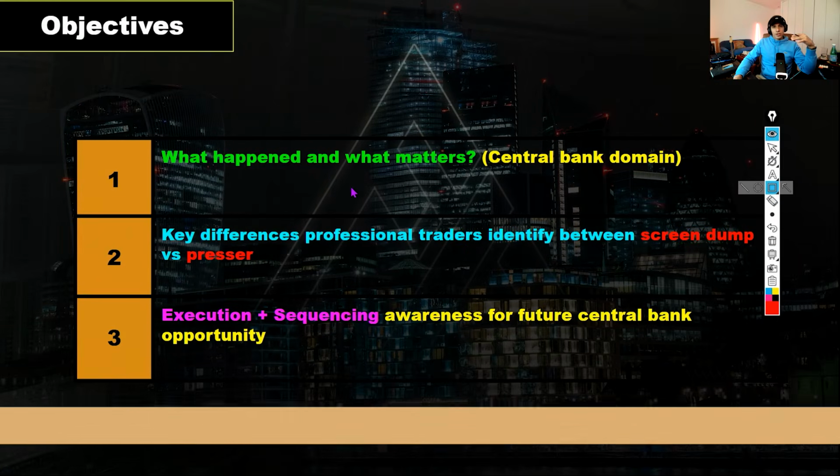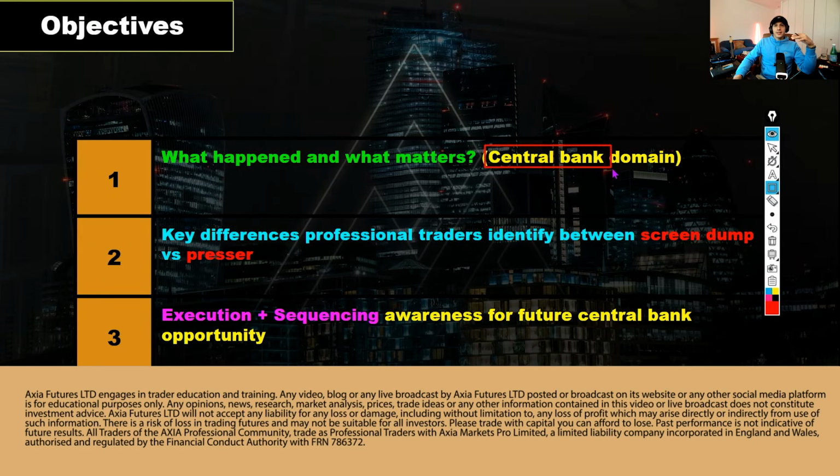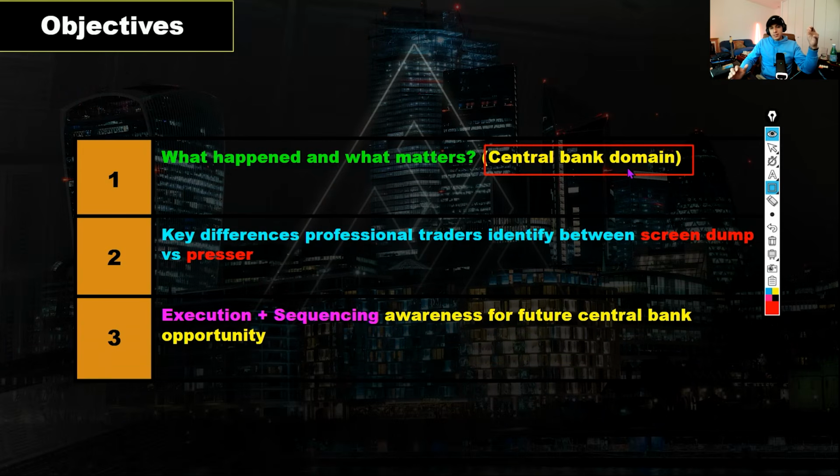One thing that I want to reiterate here is that this is such a main part of our methodology here at Axia. A lot of people commonly refer to central bank trading as this kind of scary, intimidating beast. But in reality, it's one of the most opportunistic places to express ideas because the market provides volatility, which is opportunity.